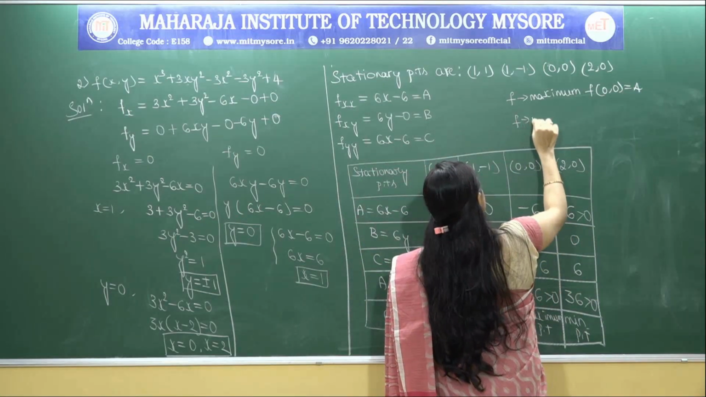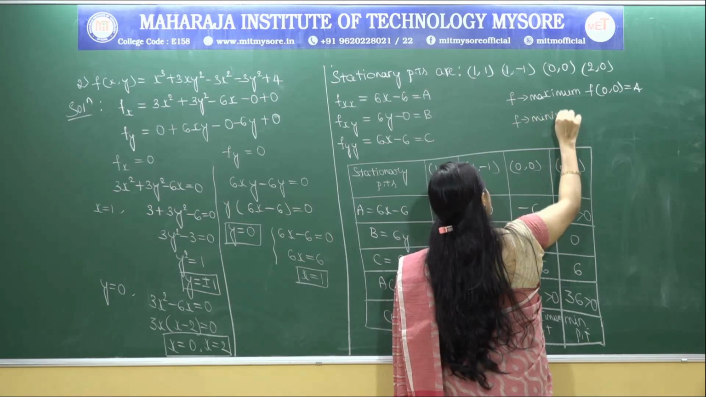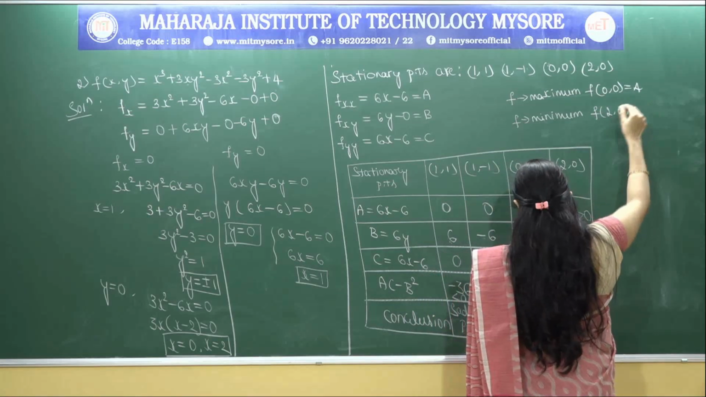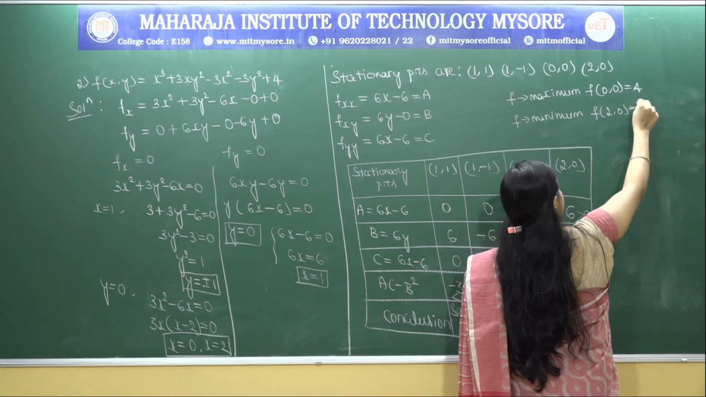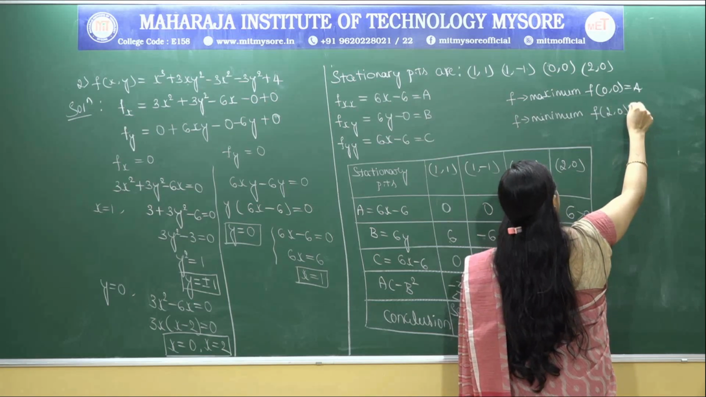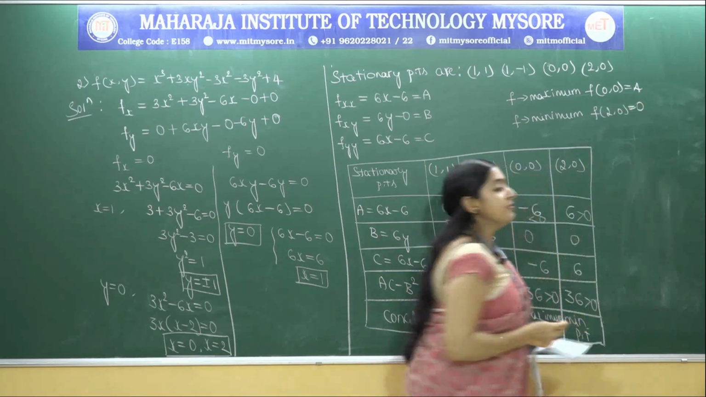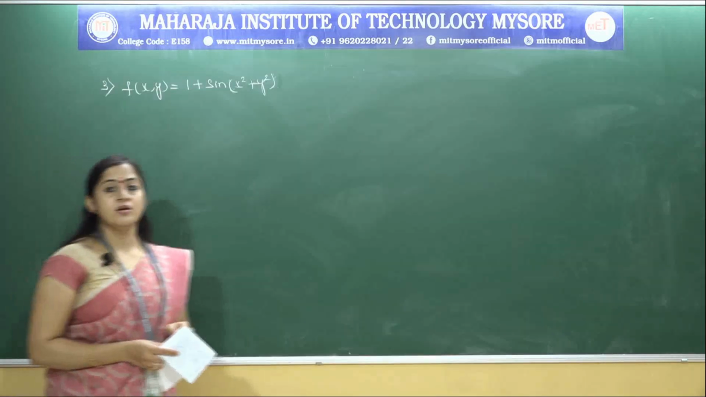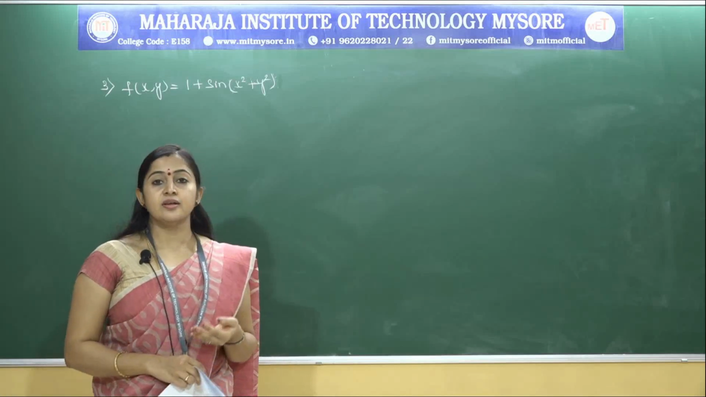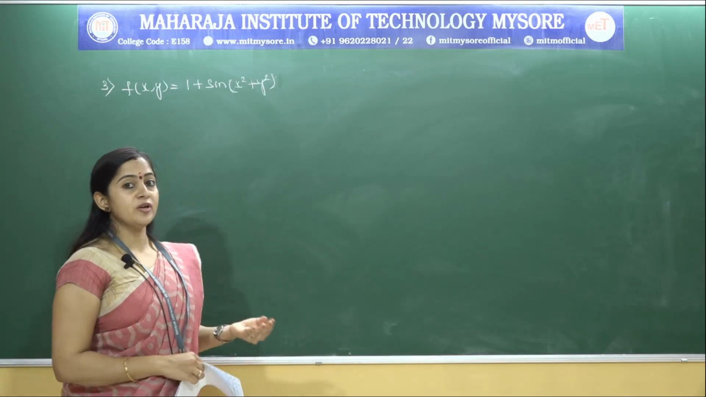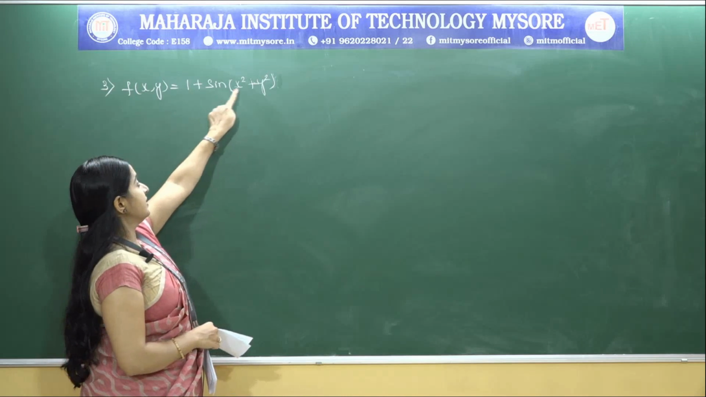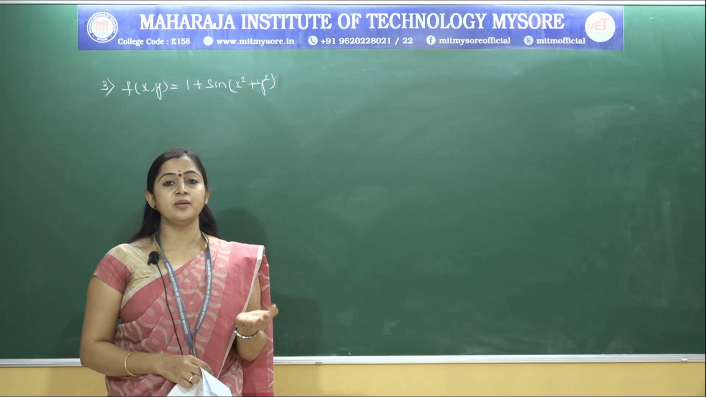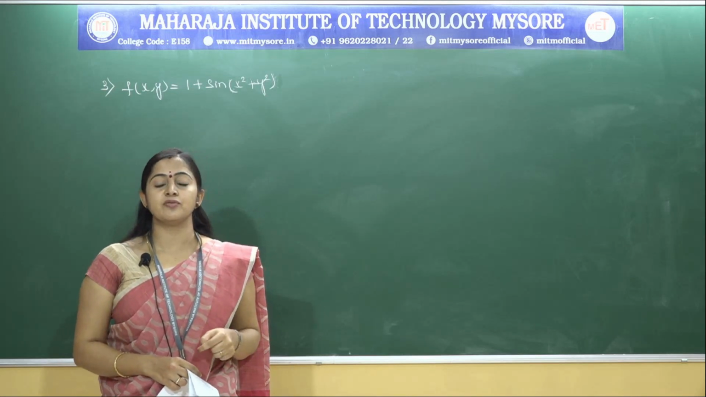Similarly, if you substitute the minimum point, that is 2, 0, you will get the minimum value, which is 0. So the maximum is 4, the minimum value is 0. So next problem, they asked to examine the given function f of x comma y equals 1 plus sine of x square plus y square for an extremum. Extremum means you have to find the maximum or minimum value for the given function.